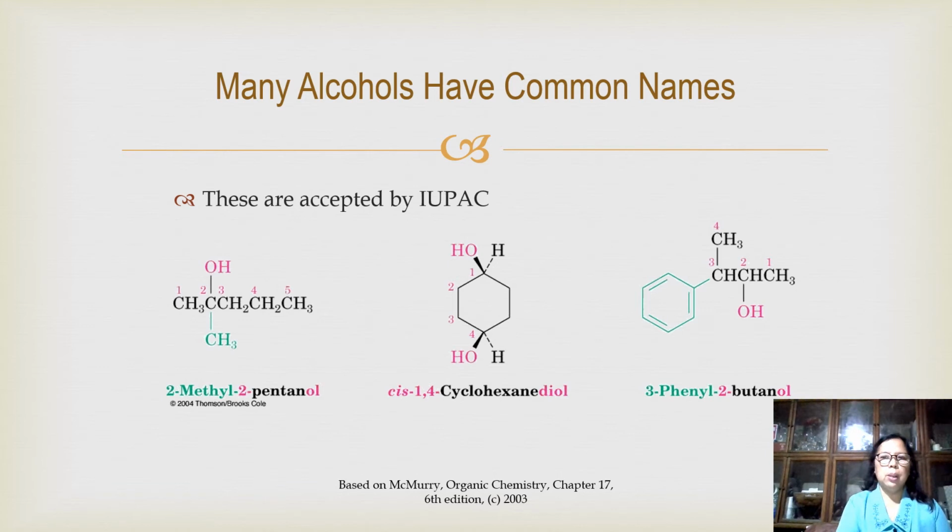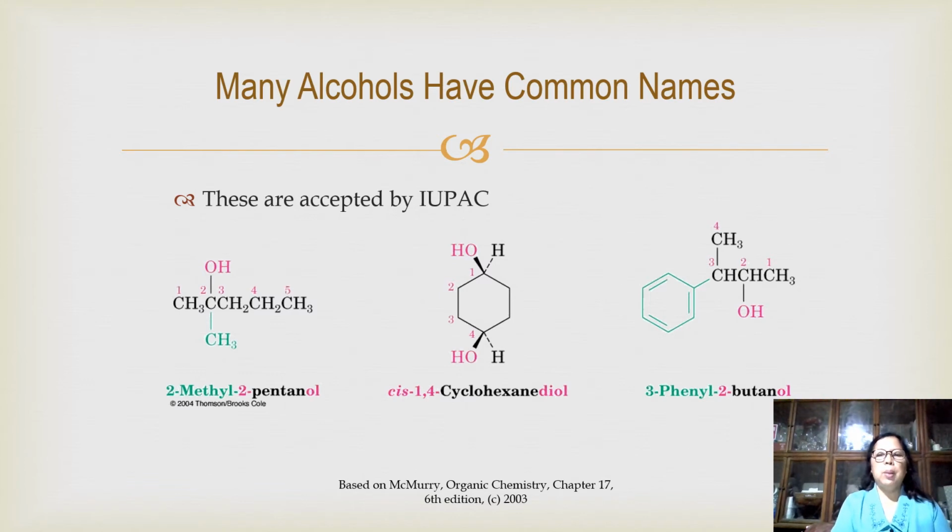Some more illustrations on IUPAC naming. In this case, you can already see the number. It is 5, so you write penta. The OH is found in the second carbon, so you write 2-pentanol. There is an alkyl group, the methyl, and it is also found in the second carbon. So the name is 2-methyl-2-propanol.